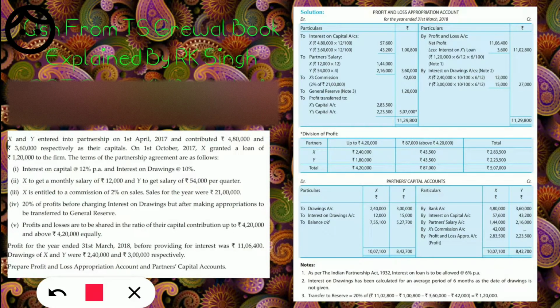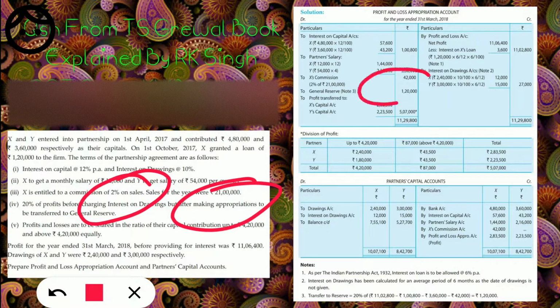So the total amount of sale is 21 lakh and he will get commission over it at 2%. So 2% of 21 lakh is 42,000. It will be recorded in the debit side of profit and loss account and the credit side of partners' capital account as X commission. Since Y is not getting any commission, it will be written as dash.